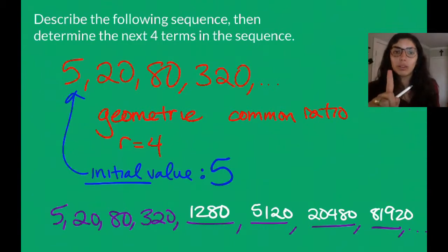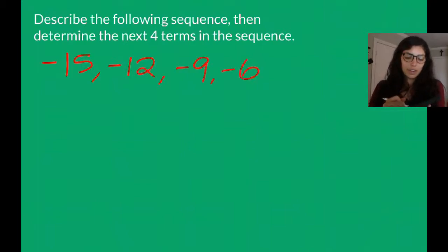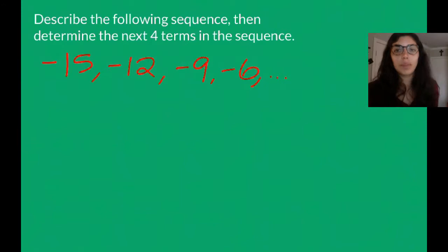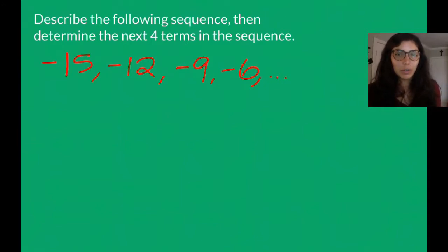We're going to do one more example like this type of question. So we're going to describe the sequence and then determine the next 4 numbers in the sequence. The sequence that we're going to be using for this last example is the following. We have -15, -12, -9, -6, and on and on. Like I said at the beginning of the video, it's easier to start assuming that they're all arithmetic and then just make it geometric if arithmetic doesn't work.